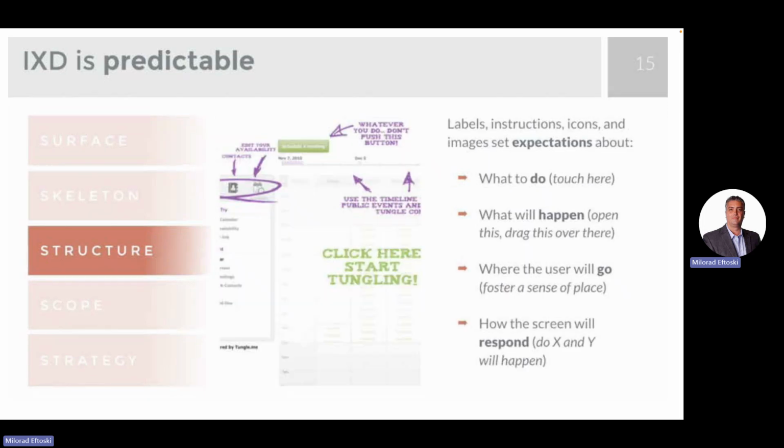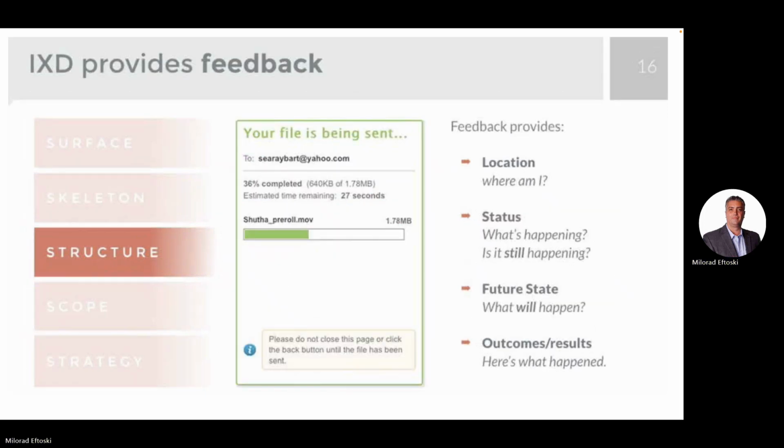Here's another one here. Labels, instructions, and icons and images set expectations about what to do. Touch here, what will happen, open this, drag it over there, where the user will go, foster a sense of place, how the screen will respond, do X and Y will happen. Feedback.